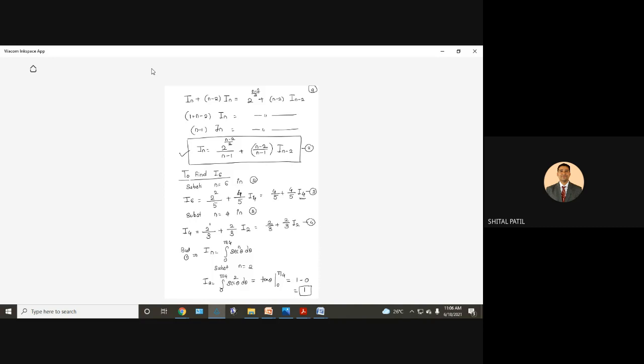Now I'll substitute that in equation number 4. Hope you might have written up to this step. Finding value of I6. This type of examples are expected in the online exam, in MCQ exam. Let me go ahead. What do we have to do now? Now we have found I2. Substitute I2 in the equation number 4.